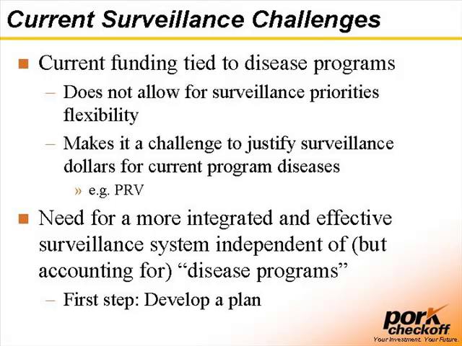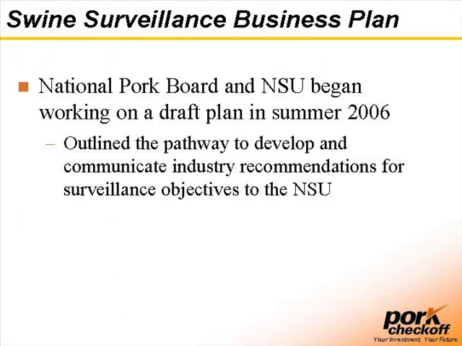So the first step was to develop a plan. And we began working with the National Surveillance Unit out in Fort Collins in the summer of 2006. And in doing that, they outlined the pathway to develop and communicate industry recommendations for surveillance objectives to the surveillance unit. 2006 was four years ago, but we've been working for over a decade on this, starting with the Safeguarding Review and the Swine Futures Report, both major works that the industry worked with USDA on to help define how important surveillance is and some of these surveillance objectives.